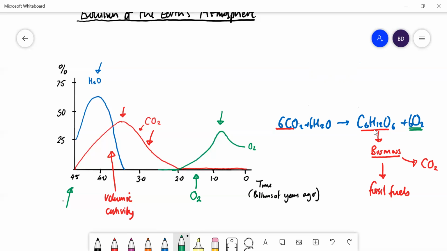Okay. What we haven't talked about so far are the levels of nitrogen, which is now around about 80%, and it hasn't changed that much. I think it's increased slightly, mostly in percentage terms, not because there's more nitrogen, but because there's less of other things, like the carbon dioxide, which has been taken out of the atmosphere.